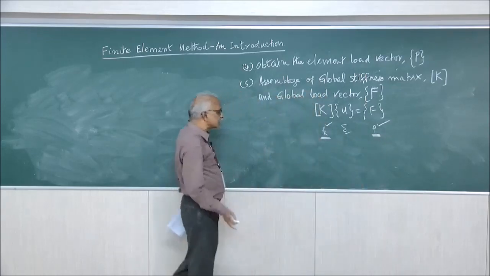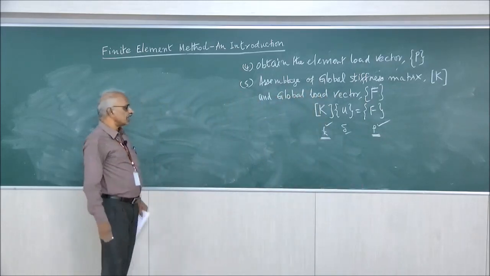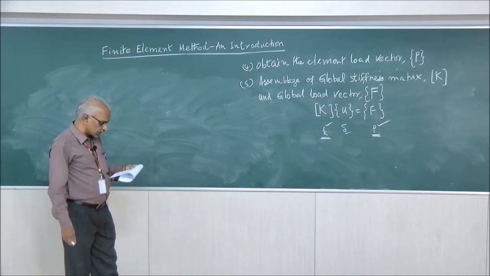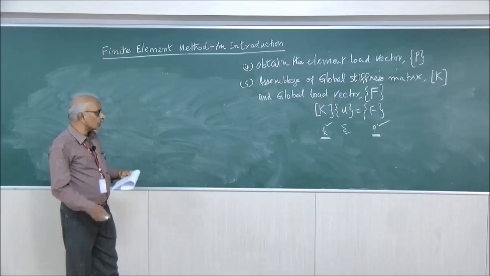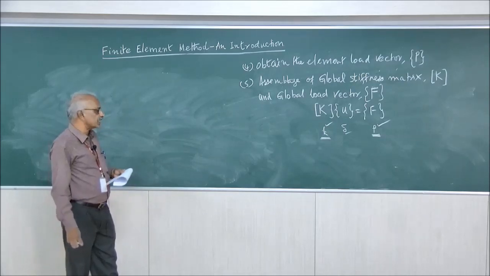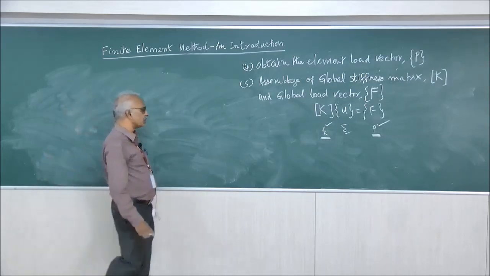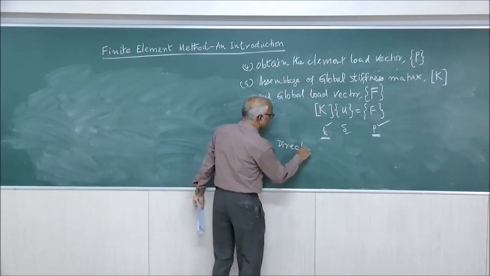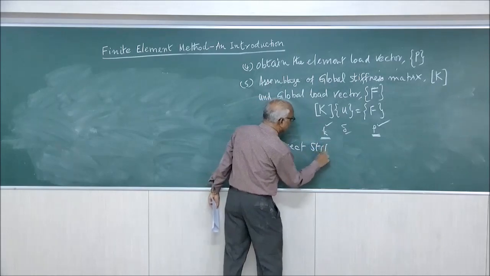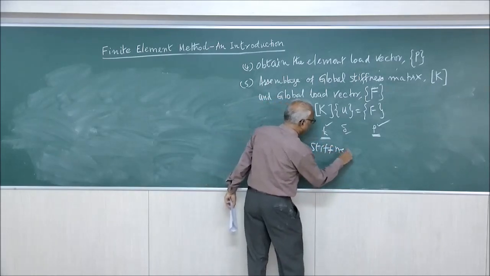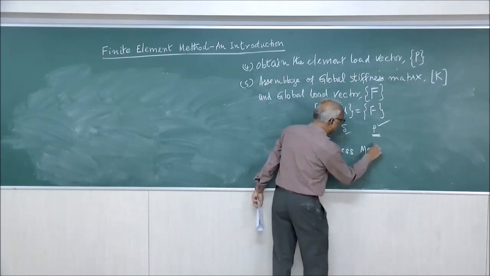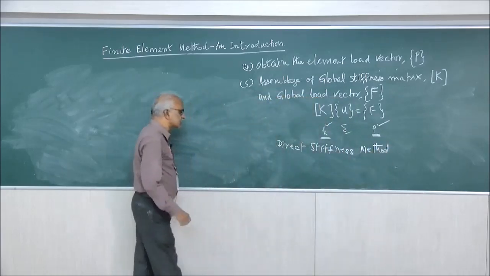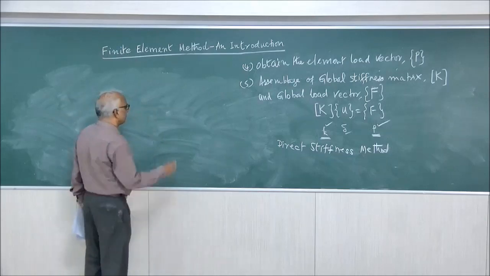Now we have to assemble these values. For individual elements you have got the values, and you have to assemble them for the total structure, and then we have to get the global stiffness matrix and the global load vector. For this, what we do is we are going to follow what is known as the direct stiffness method.